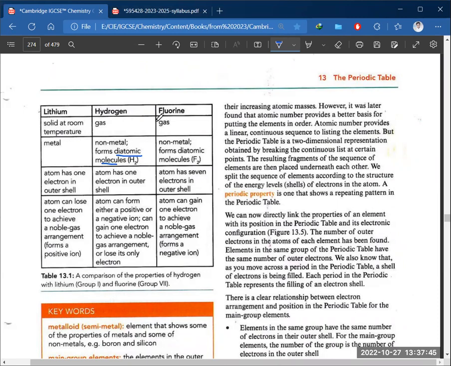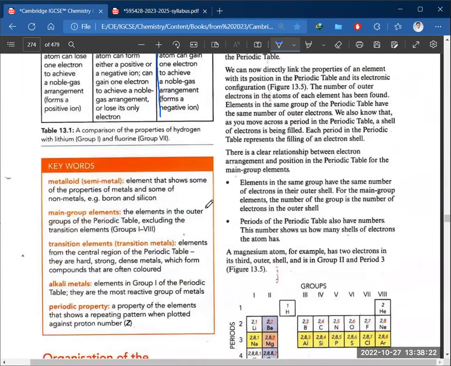Now fluorine is a bit similar, but it's also different. Why? Because hydrogen is completely in a different place than fluorine. So fluorine is group 7. Fluorine is also a gas, a non-metal, forms diatomic molecules, F2. Atom has 7 electrons instead of 1 electron in the outer shell. Neha, read the last part. Atom can gain one electron to achieve a noble gas arrangement. It forms a negative ion. All of them are trying to form the noble gas arrangement. That's what they're trying to do.